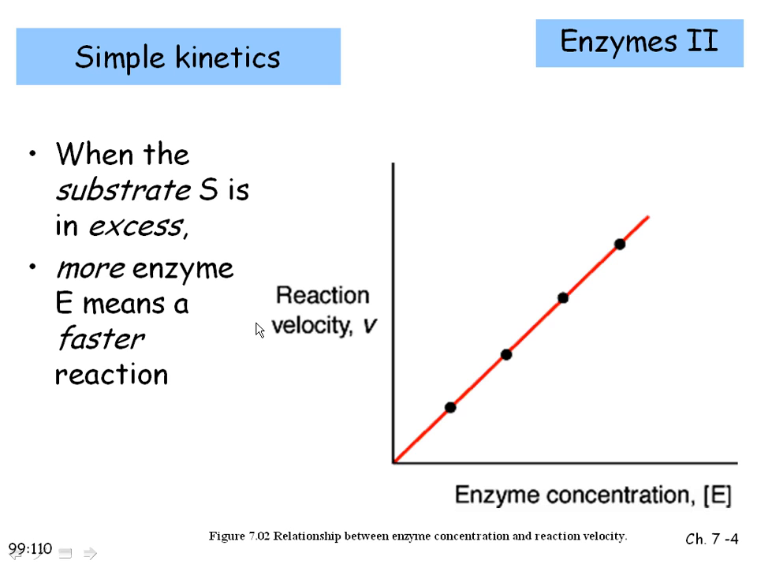How does the enzyme concentration come into all of this? Well, if we imagine a circumstance where we have an excess of the substrate, S, sort of a generic substrate, that's in great excess, there's far more of the substrate than there is of the enzyme. Under those circumstances, when you raise the enzyme concentration, you'll increase the rate of the reaction, as long as there's a vast excess of the substrate.